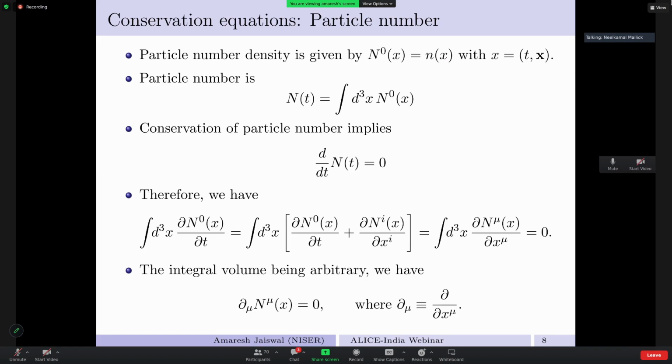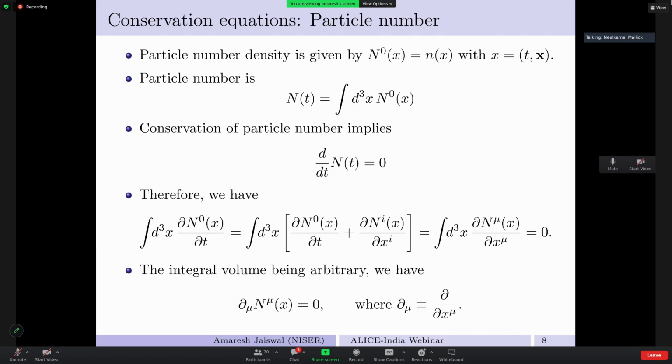Thank you, Sadhana. Hello, Amresh sir. This is a very formal and nice introduction to the subject. Thank you for that. I have two questions basically. The first question is, from recent Bayesian analysis, it has been concluded that eta by s and zeta by s both depend on temperature. What they do is they fit an empirical formula written as a function of temperature for eta by s and zeta by s.